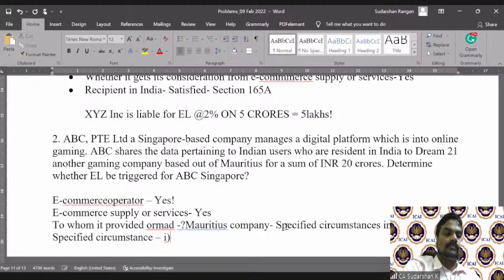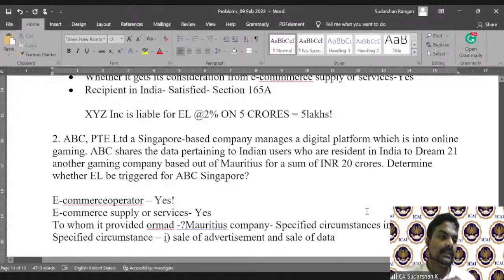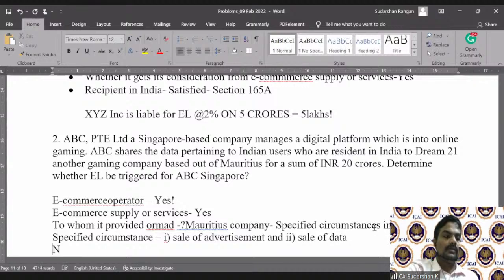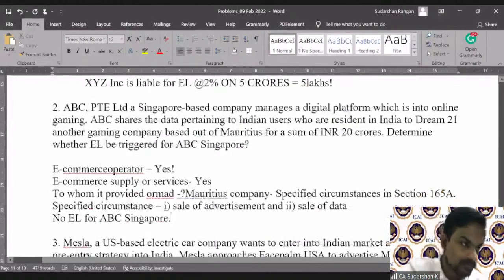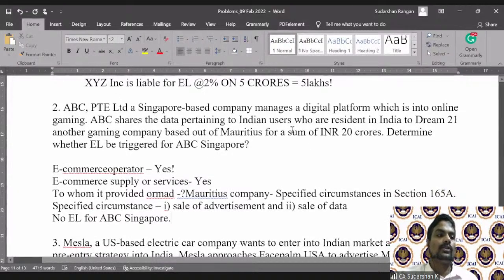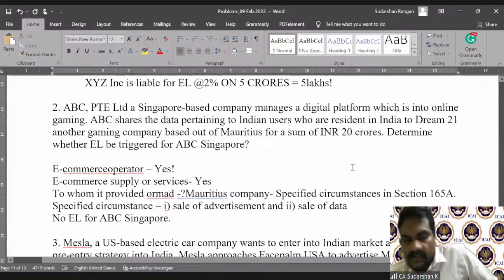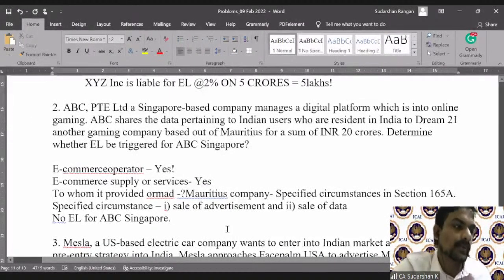Specified circumstances: there should be a sale of advertisement and sale of data. I believe it should actually be or, but the wording is such that it says and. So because twin conditions have to be satisfied, no equalization levy for ABC Singapore. If the question also said ABC Private Limited targets customers and also gives ads, but that's not given, so therefore it is not taxable. So this is question number 2.